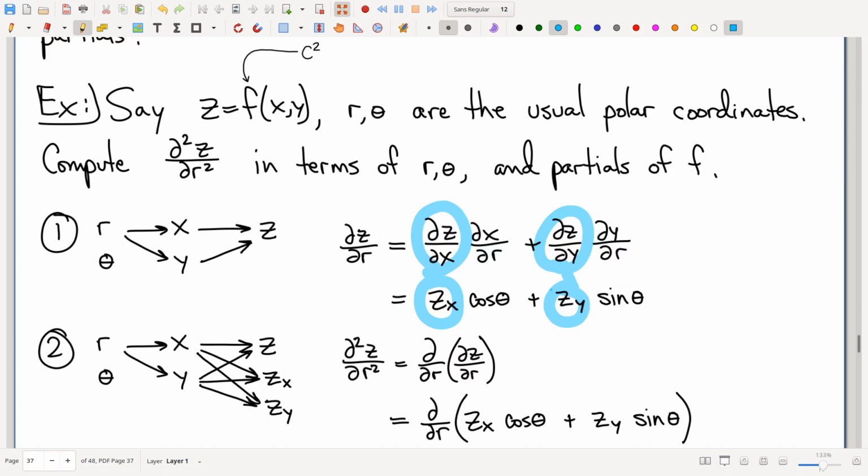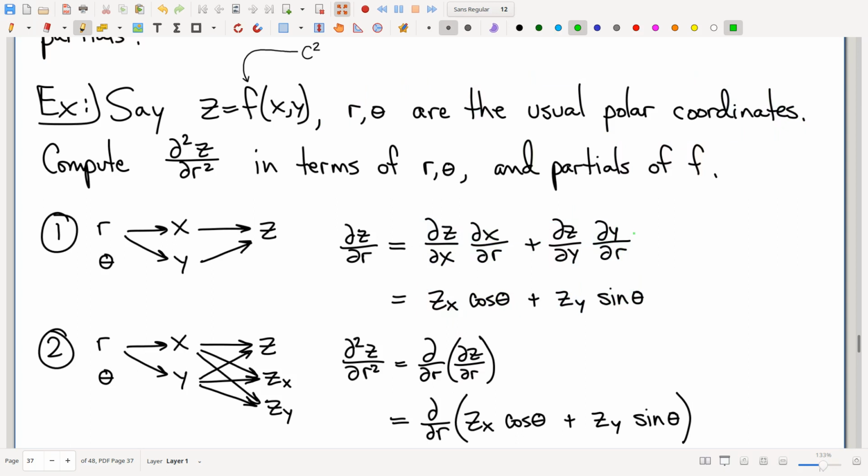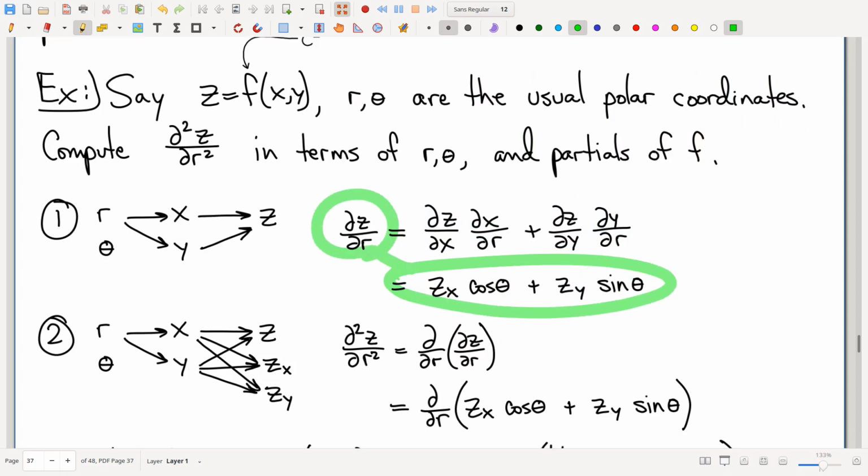Okay. Don't forget, r and theta being polar coordinates, I actually have explicit formulas for x and y. This y right here, it's literally polar coordinates. y is r sine theta. So the partial with respect to r is just sine theta. Right? All right. Okay, so we've done the first step. We've computed the partial with respect to r.